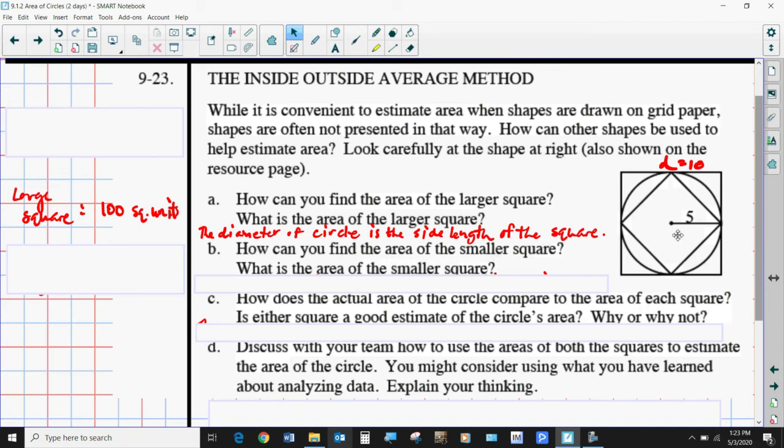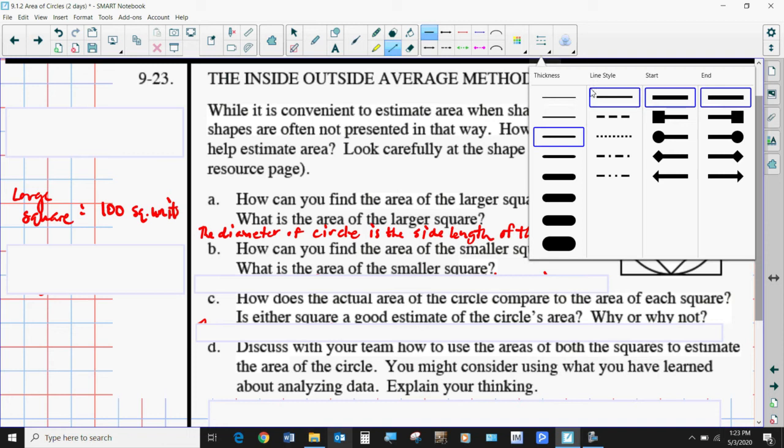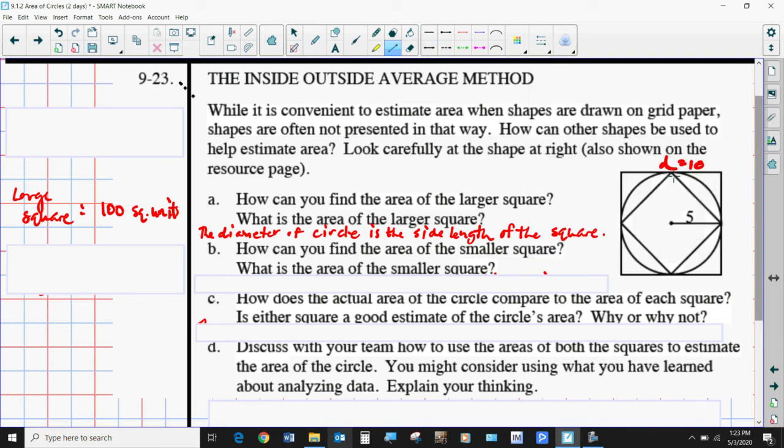Now, how can you find the area of the smaller square? This is going to be a little bit trickier. The smaller square, we don't know that side length right there, right? But we do know this. We could create, let me make a little dotted line here, we could create 4 right triangles in there. And each one of those right triangles has known dimensions, right? This is 5 because that's the radius, and that's 5 because that's the radius.